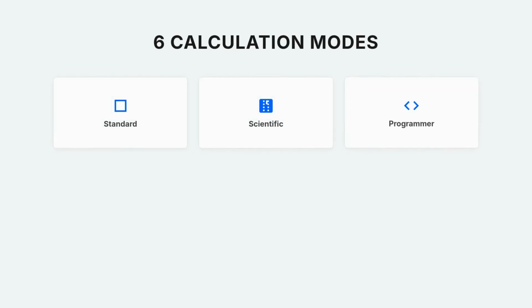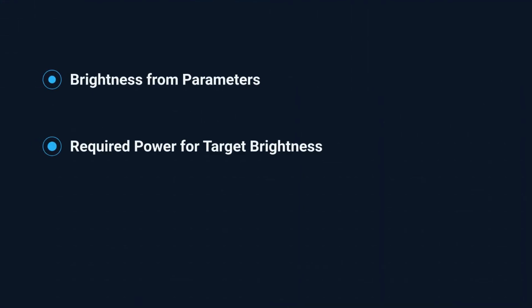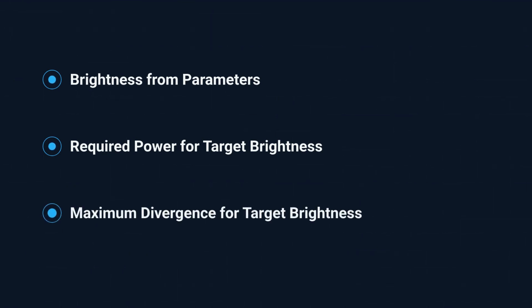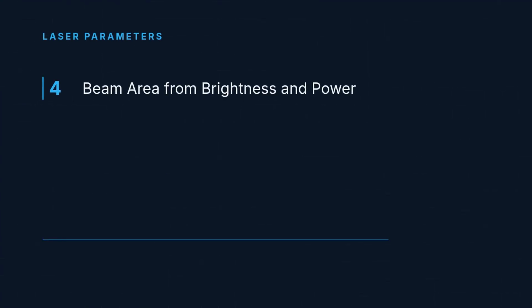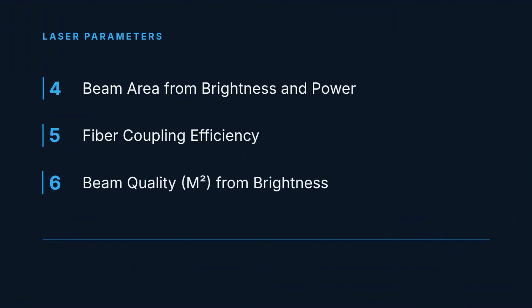This calculator offers 6 distinct calculation modes. You can calculate brightness from power and beam parameters, determine required power for target brightness, find maximum divergence for target brightness, calculate beam area from brightness and power, determine fiber coupling efficiency, or calculate beam quality m² from brightness.